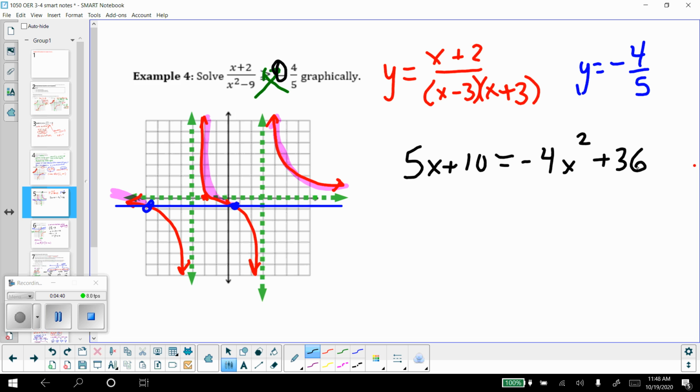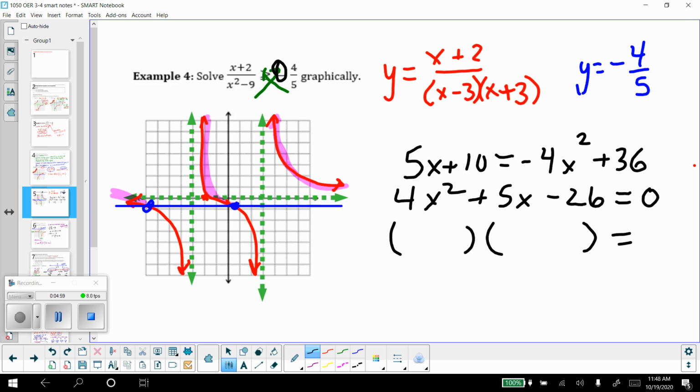So now all together, we can just move everything to one side. It gives us a quadratic to solve: 4x² + 5x − 26 = 0. I suppose we should factor this thing. It's a little bit scary looking.